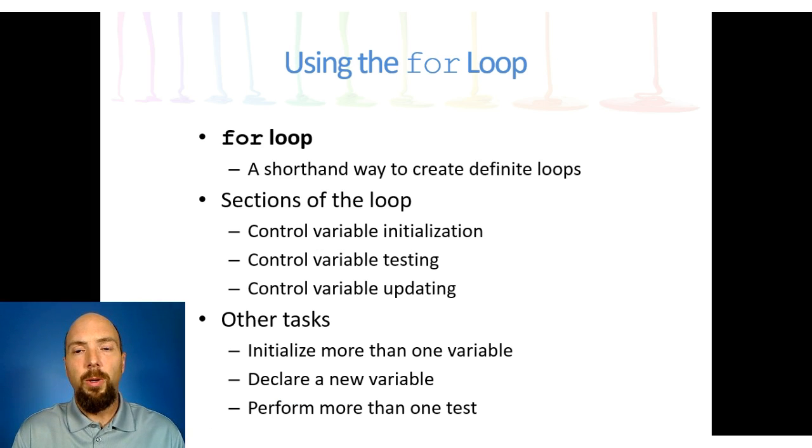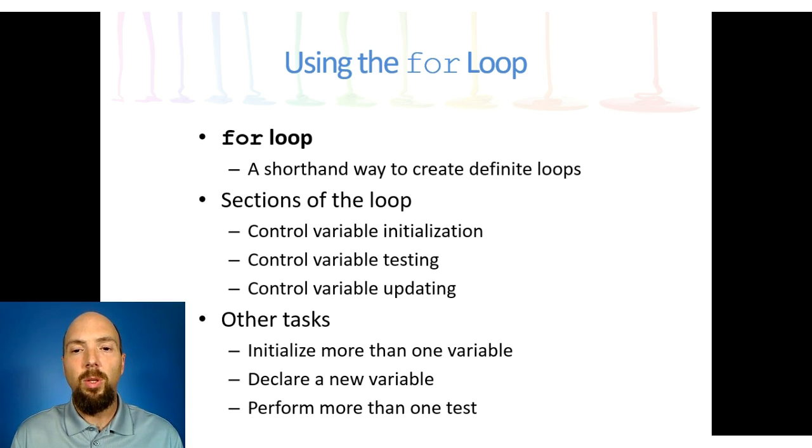Alright, we have a for loop, and a for loop is going to be a definite loop. And it's a shorthand way to do it. I can make a definite loop with a while loop, but it's going to take me extra steps to do it. A for loop has a couple of sections. It has the variable initialization, it has the conditional statements or evaluation that we're testing for, and then it has how we update the control variable all in one line.